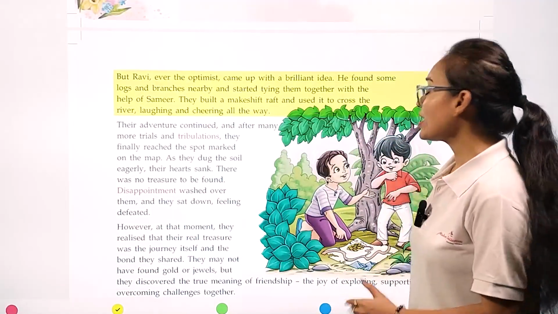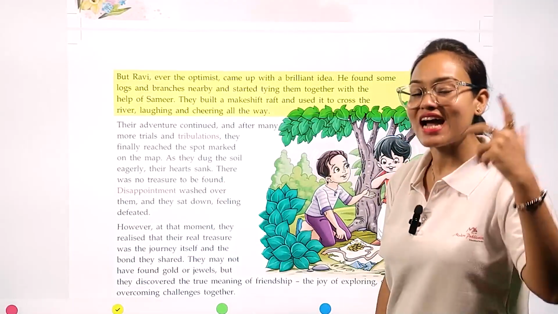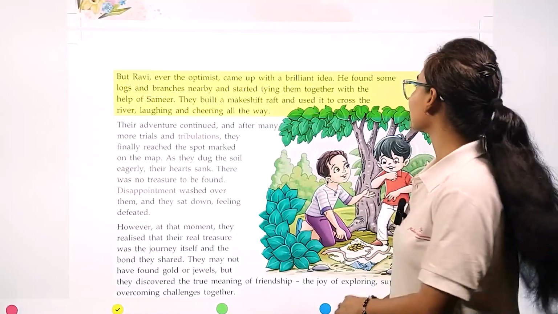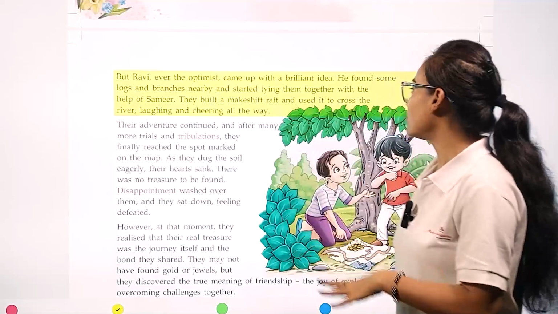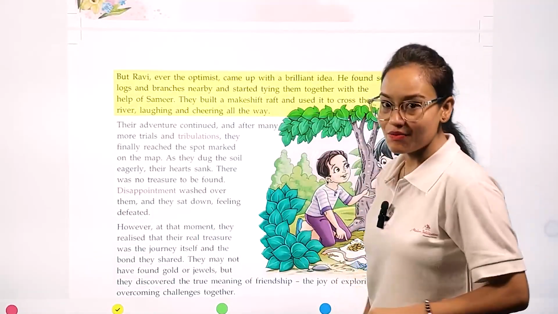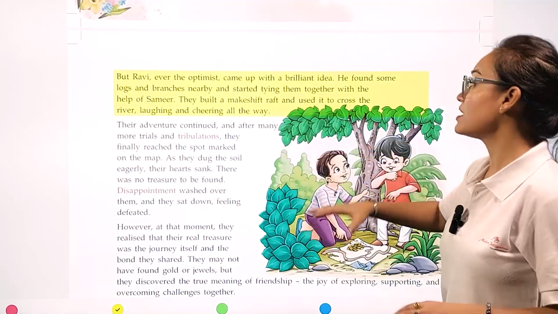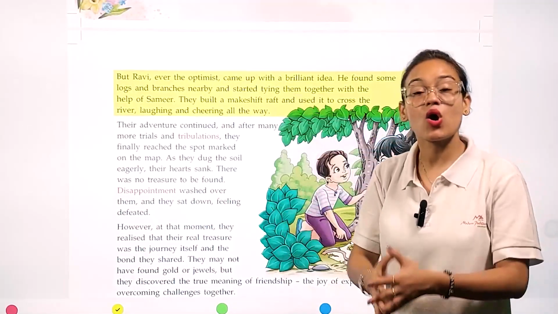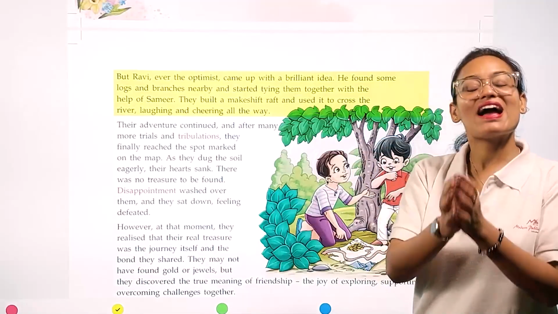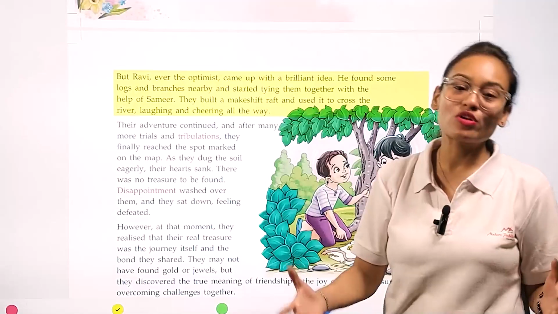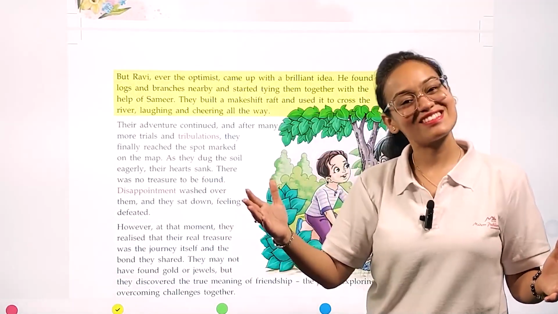So he came up with a brilliant idea, and he is going to share that brilliant idea with Samir. He found some logs and branches nearby and started tying them together with the help of Samir. According to his idea, Ravi and Samir both are going to gather logs and branches of the tree to make a boat. And after making that boat, they are going to cross their biggest obstacle in their path, that is the river.